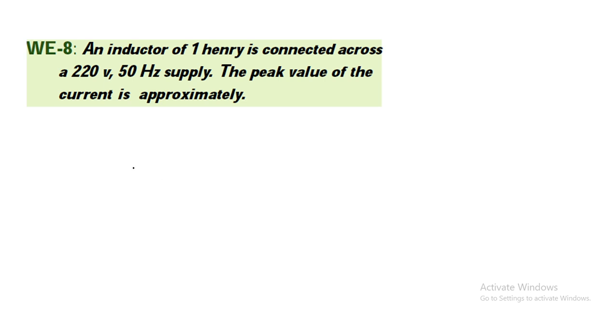Write this question. An inductor of 1 Henry is connected across a 220 volt 50 hertz supply. The peak value of the current is approximately how much?